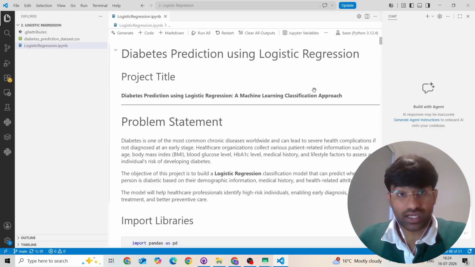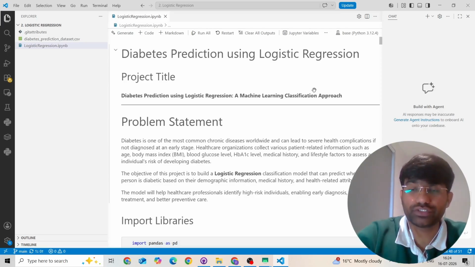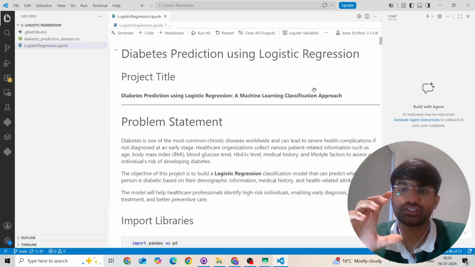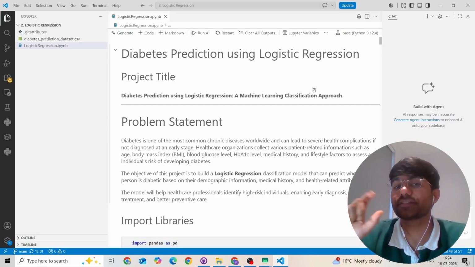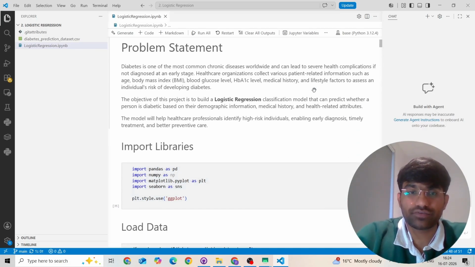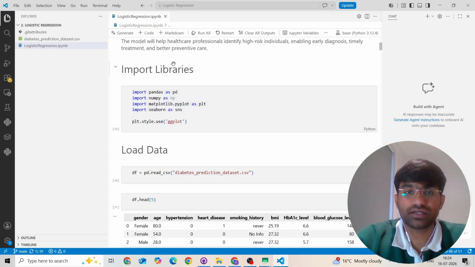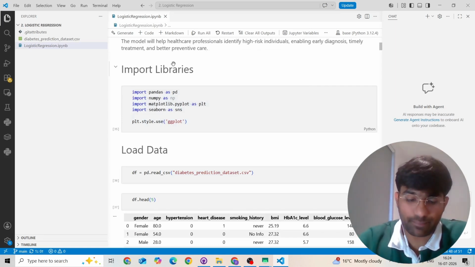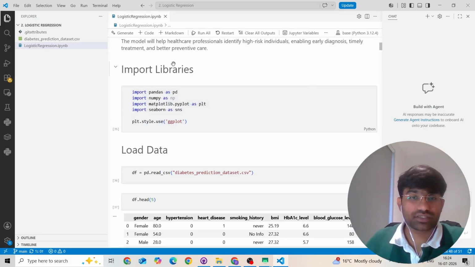So I have built a diabetes prediction project using a logistic regression model. Here we will use certain input features and find whether the patient is diabetic or non-diabetic. First we'll begin by importing the libraries. I have imported pandas, numpy, matplotlib, and seaborn.